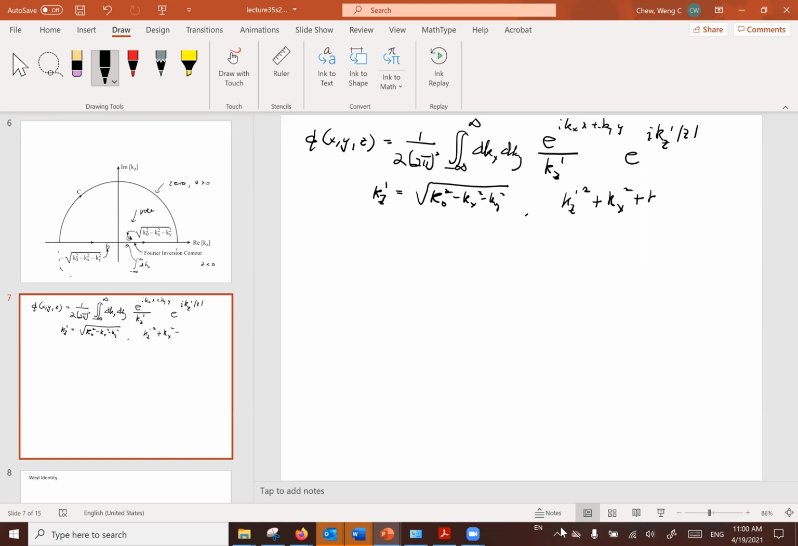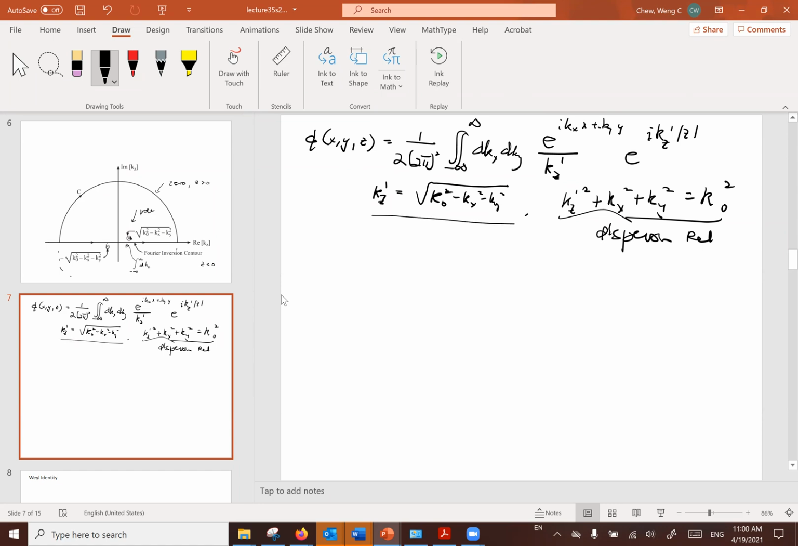You can easily see that this kz prime satisfies the dispersion relationship. This is the dispersion relationship for a plane wave. And by mathematical technique, I have written and forced this wave to look like a plane wave. Now, physically, this is a plane wave, whereas previously it was not a plane wave. And kz prime is equal to that.